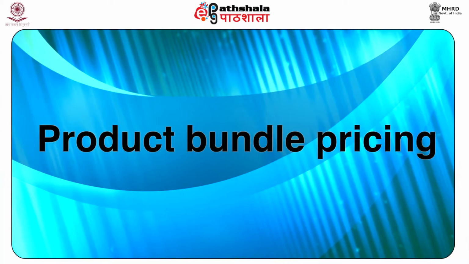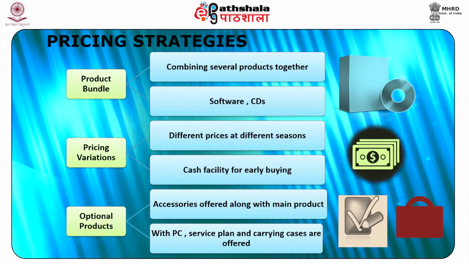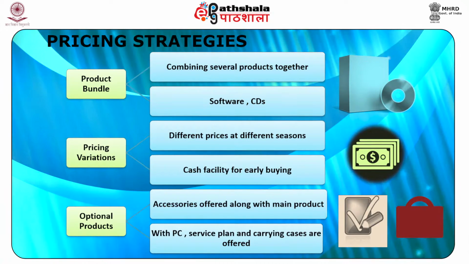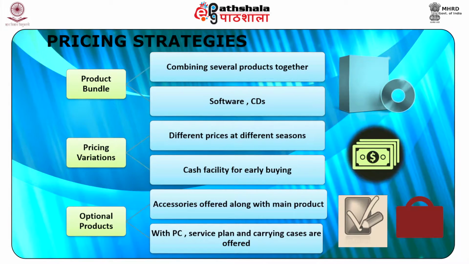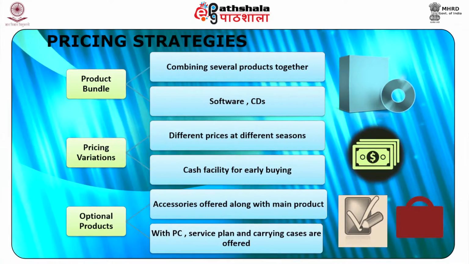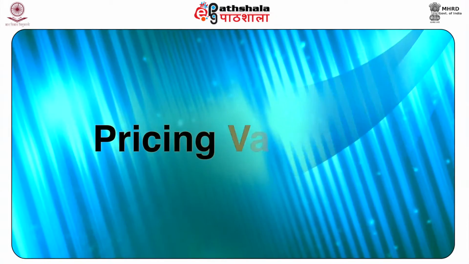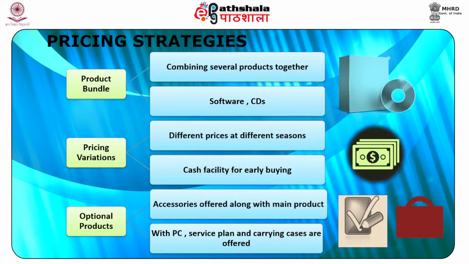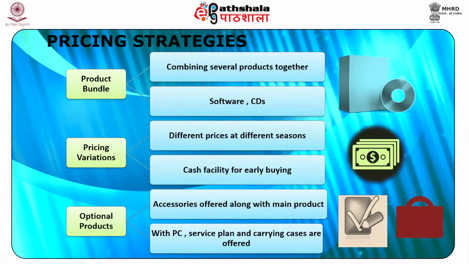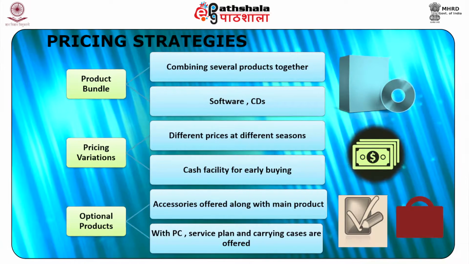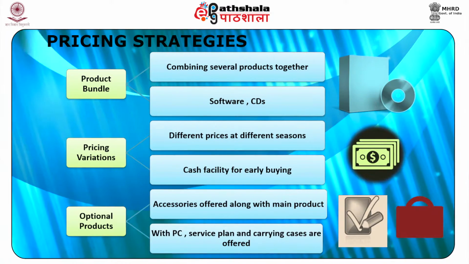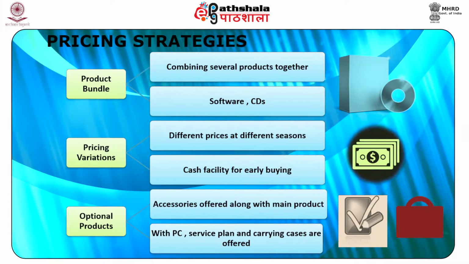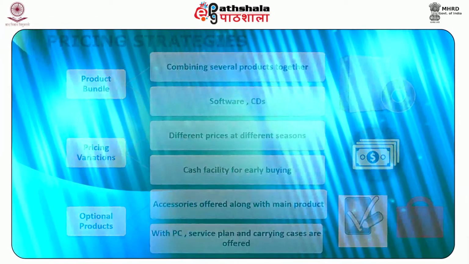Product bundle pricing involves combining several products together and offering them as a bundle at a price, for example, software, CDs and manual. Pricing variation: here, products are offered at different prices because of off-season, peak season, early booking discount. Some car companies offer cash back incentives for early booking.